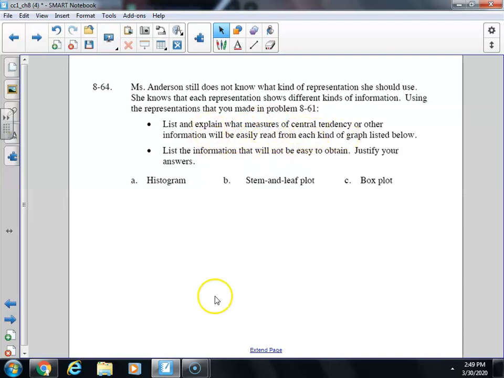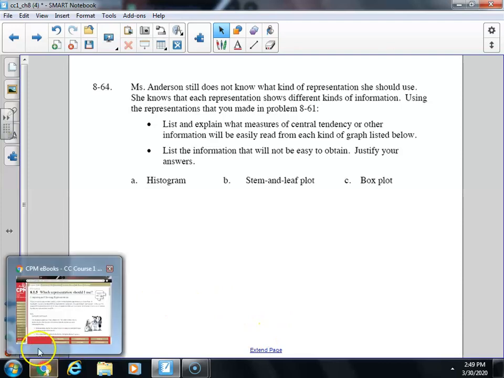So we want to more or less create a table so that we know when each of these visuals would be most beneficial to us. Go ahead and draw in your notes the histogram, stem and leaf plot, and the box plot. Create a table and list the different things that we can tell from these types of information. Go ahead and pause the video, take a few minutes, and we'll come back and review before we leave for the day.